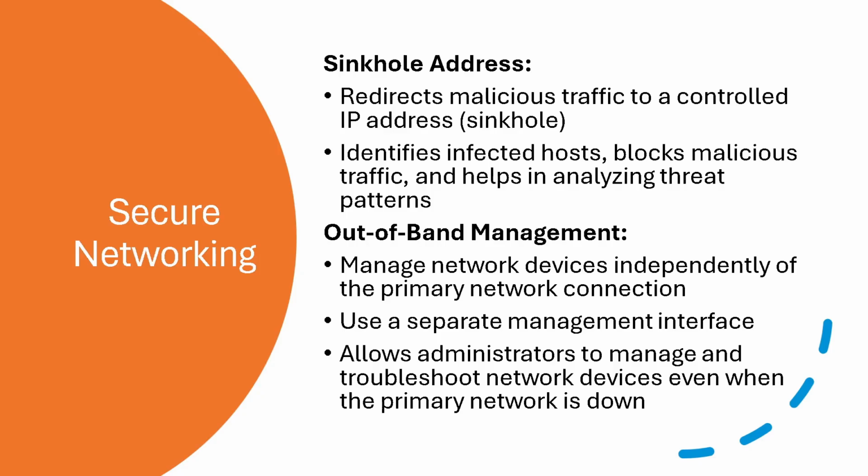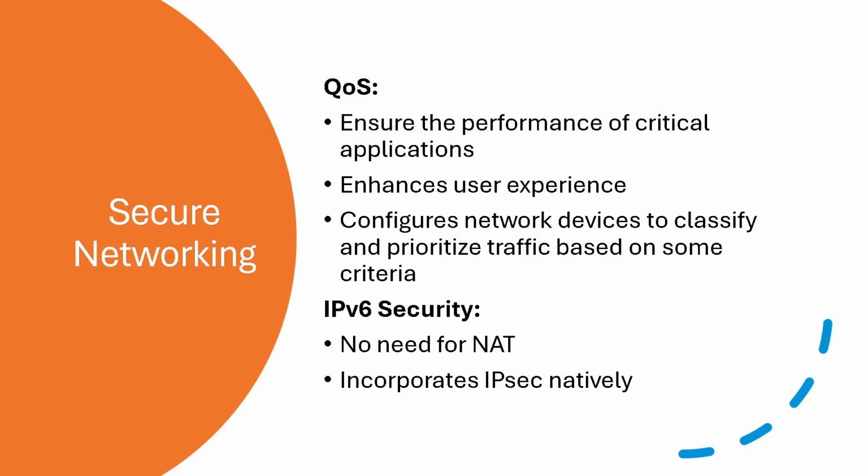Out-of-band management. Out-of-band management provides a method to manage the network devices independently of the primary network connection, typically using a separate management interface. It allows administrators to manage and troubleshoot network devices even when the primary network is down.